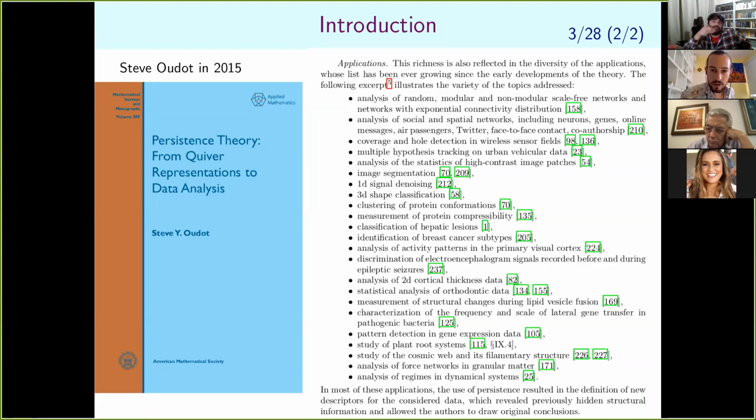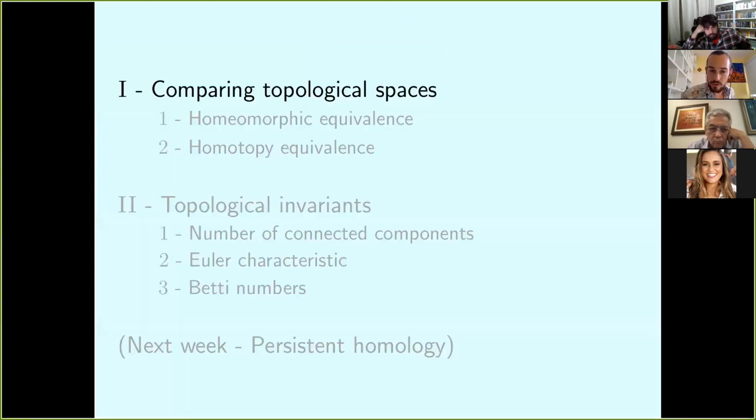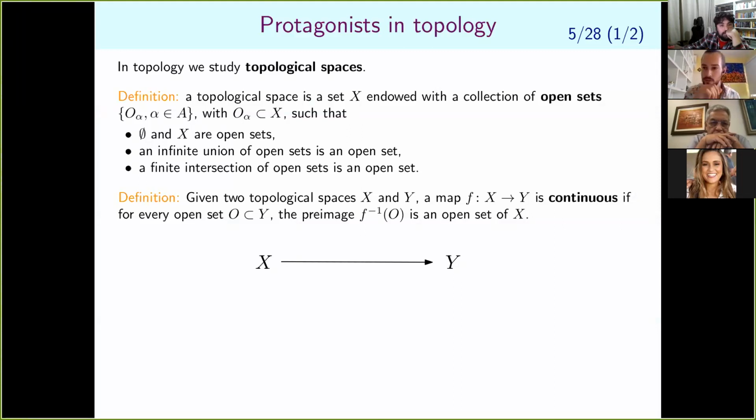But before I explain all of that, I have to introduce some basic notions. We will start with topological spaces, which are the main objects of topology. And then I will describe what is a topological invariant. That will be a descriptor of our topological spaces that helps to understand them. And then we'll be ready for the talk next week. Oh, by the way, please interrupt me if you have any question anytime.